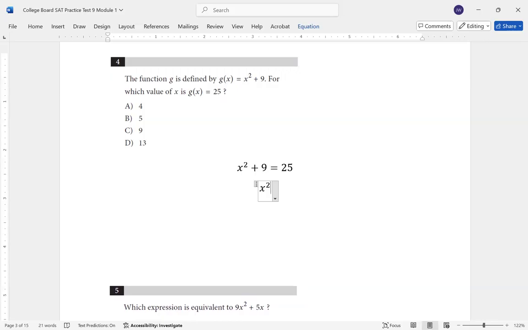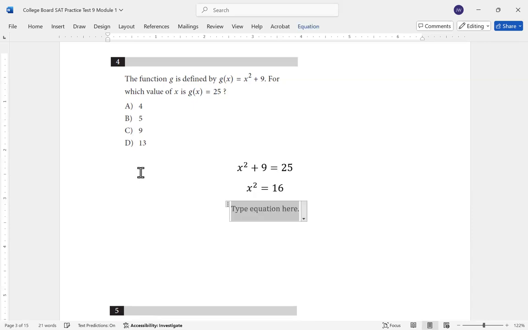Then we get x squared is equal to 16 when I subtract 9 from both sides. And then to actually solve the question, you'd have to take the positive and negative square roots. The positive square root gives you x is equal to 4. The negative square root gives you x is equal to negative 4.